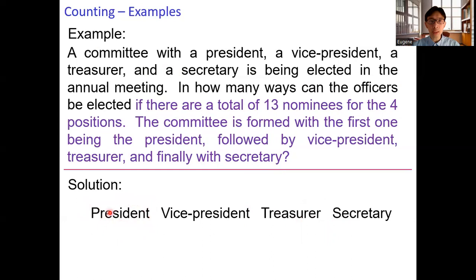For the president position, we start with the 13 nominees. Once the first person is elected as president, for the vice president position, we are left with 12 nominees. And then for the treasurer position, we are left with 11 nominees. And then for the secretary position, we have 10 nominees remaining.